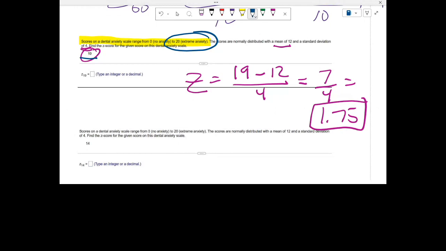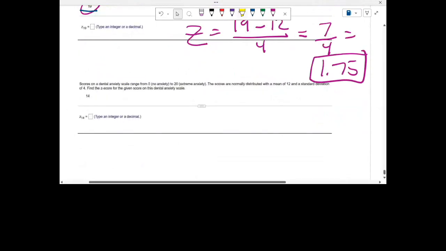Okay, let's do another one. Again, same sort of setup, y'all. If I'm not nervous at all, 0. If I'm really nervous, 20. Okay, my mean is 12. My standard deviation is 4. How would we feel if we were at a 14? I don't know. Let's figure it out.